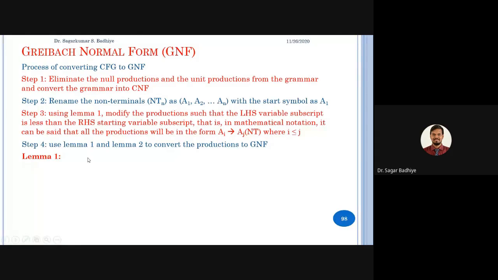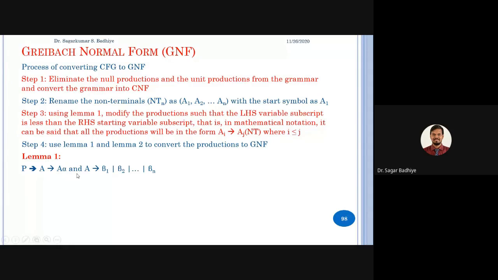So lemma 1 says, suppose there is a grammar G equals to (V, T, P, S), then in this, if the productions are of this particular type, that is A derives to A alpha. Now here you can see that the symbol on the left hand side of the production and the leftmost symbol on the right hand side of the production are the same, right? Or you can say that the subscript of the left hand side symbol is greater than that of the leftmost symbol of the right hand side.